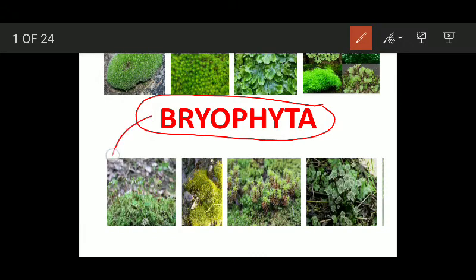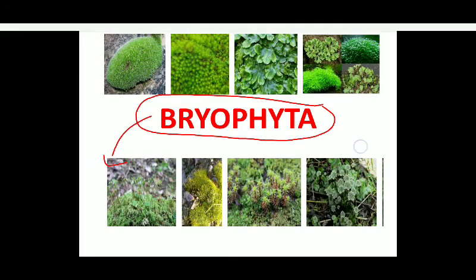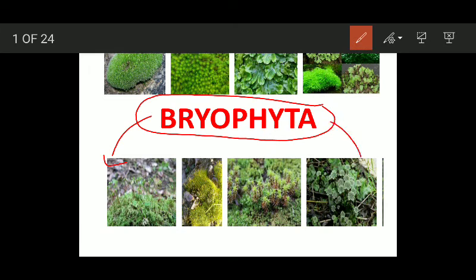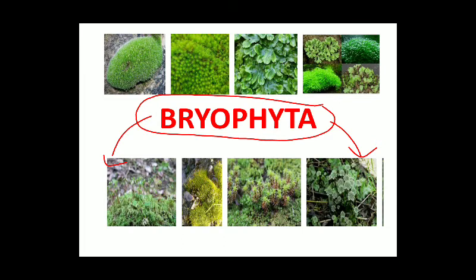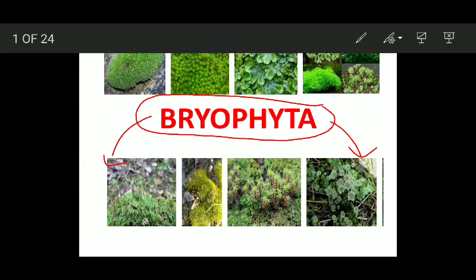ब्रायोफाइट्स is one of the divisions of Kingdom Plantae, and this division of the plant kingdom comes after algae. ओके, तो अगर हम रिकैप्चुलेट करेंगे तो हम पढ़ रहे हैं प्लांट किंगडम। तो प्लांट किंगडम में हमने अभी तक algae कंप्लीट किया है, and this bryophyte comes after algae.